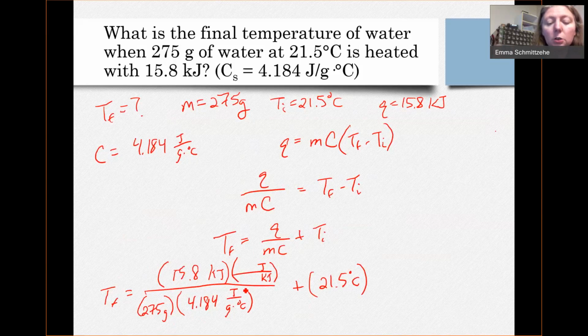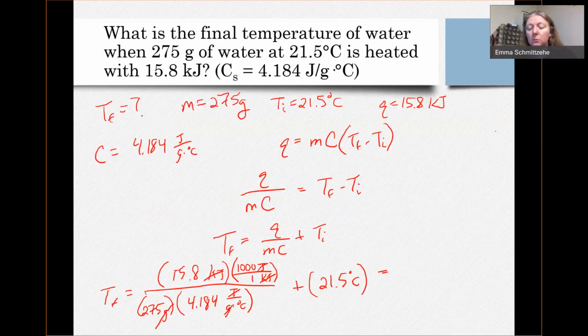But 1 kilojoule is 1,000 joules. So that's going to cancel the kilojoules part. It's going to cancel the joules from the bottom. Grams cancel, and we're left with degrees C on the bottom of the bottom, meaning our answer to that fraction is going to end up being in degrees C.